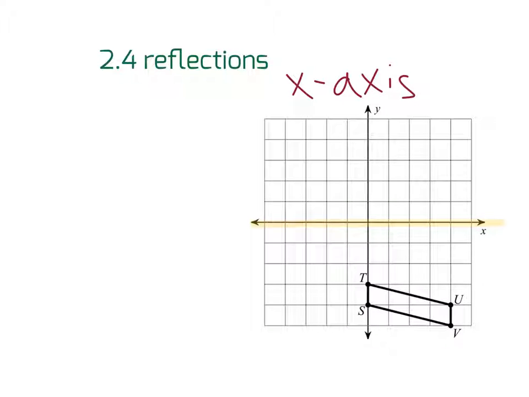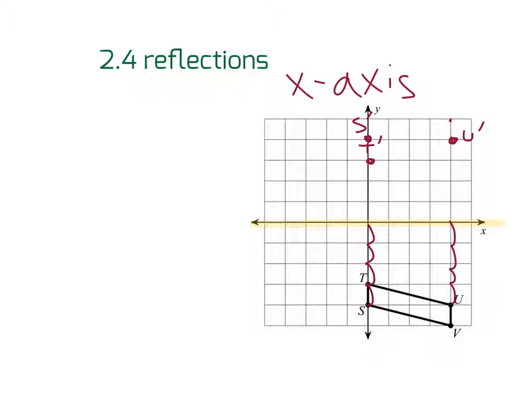The first thing I like to do is highlight my line of reflection so that I can draw my own attention to that specific spot. As I look at point T, right now it is 1, 2, 3 units below the line of reflection. So I'm going to go back to my line and count 1, 2, 3 units up. There's T prime. S was 4 units down, so S prime is going to be 4 units up. U is 1, 2, 3, 4 units down, so 1, 2, 3, 4 units up.